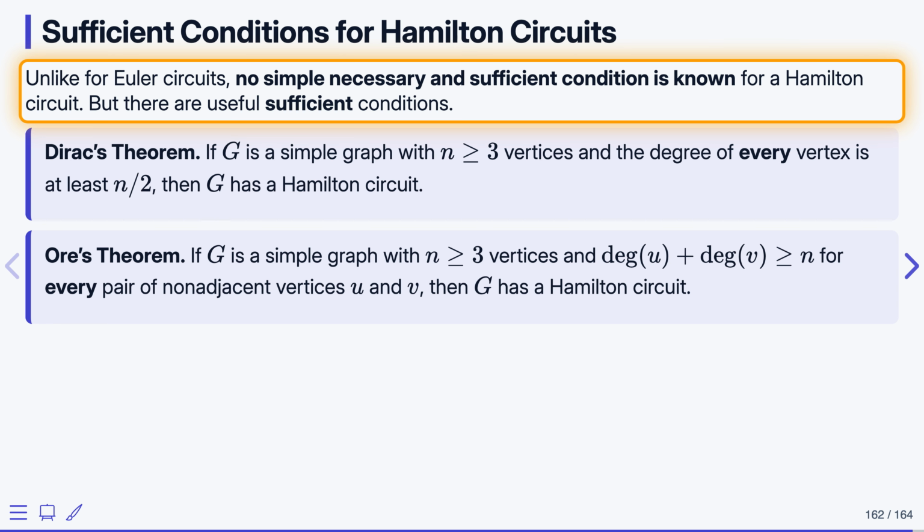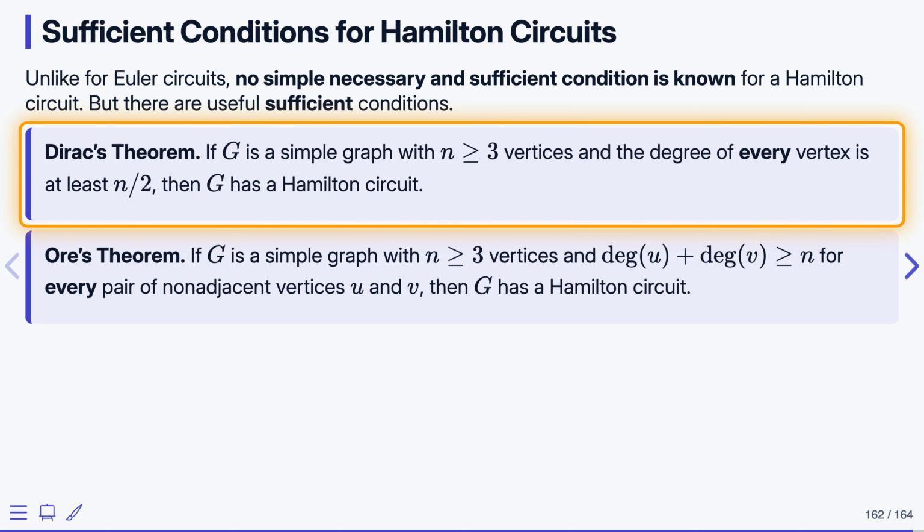For Euler circuits, we had a clean test that worked both ways. For Hamilton circuits, we do not. Nobody knows a simple condition that is both necessary and sufficient, but we do know some helpful rules that guarantee a circuit exists. The first is Dirac's theorem. Take a simple graph with n vertices, where n is at least 3. If every vertex has degree at least n over 2, then the graph has a Hamilton circuit.